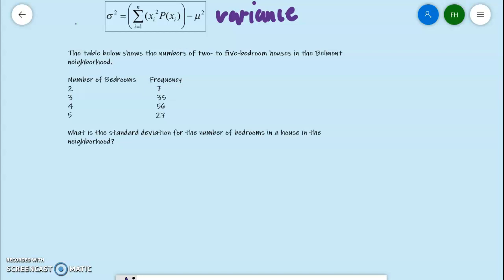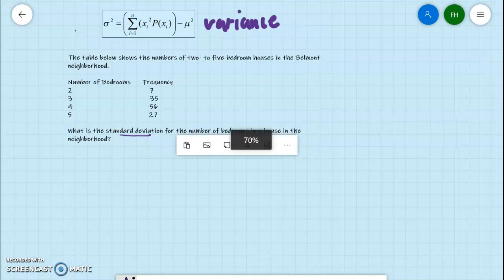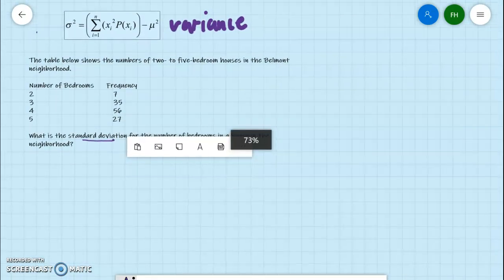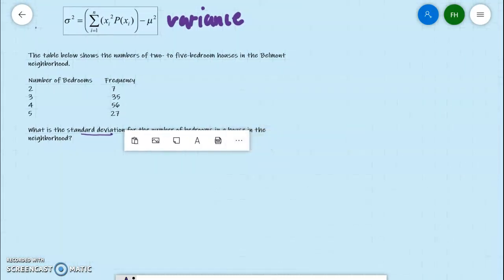Okay, in this video I'm going to show you how to find the standard deviation of a discrete probability distribution. Now the formula at the top that I copied is the variance, and so we'll have to take the square root to get the standard deviation. But I wanted to start there, and I copied that formula over. It is the shortcut formula.